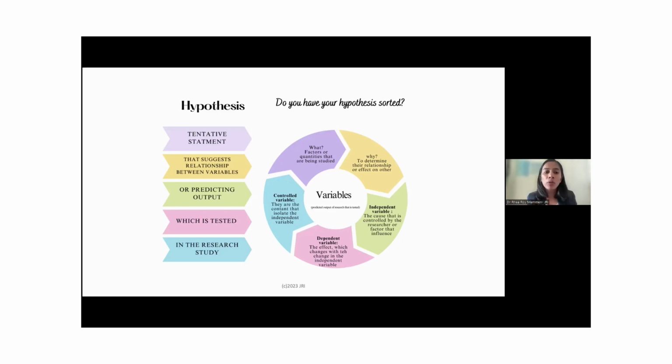Now, how do you come down to this tentative statement? You cannot simply have random statements drawn out. When you frame a hypothesis, what you need to keep in mind are what we call the variables. As a scholar, let's forget about all the other variables. You need to just keep in mind two important variables.